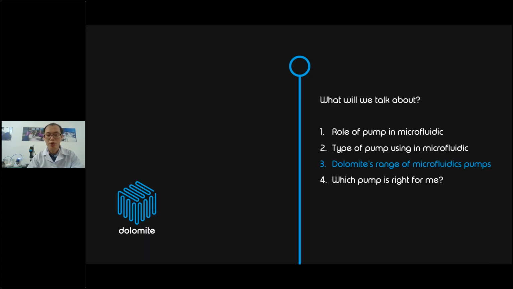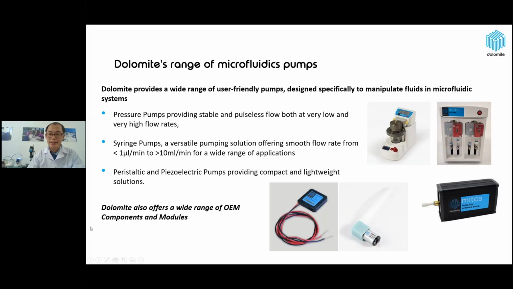So next, we move to the Dolomite range of microfluidic pumps. Dolomite provides a wide range of user-friendly pumps designed specifically to manipulate the fluid in microfluidic systems. So you can choose from the pressure pump, piezoelectric pumps, peristaltic pumps, or syringe pump to gain the best flow for your application. With the pressure pump, it provides stable and polished flow both at very low and very high flow rates. Otherwise, the syringe pump is a versatile pumping solution offering smooth flow rate from 1 microliter per minute up to 10 mL per minute for wide-ranging applications. And the peristaltic and piezoelectric pumps provide a compact and lightweight solution.